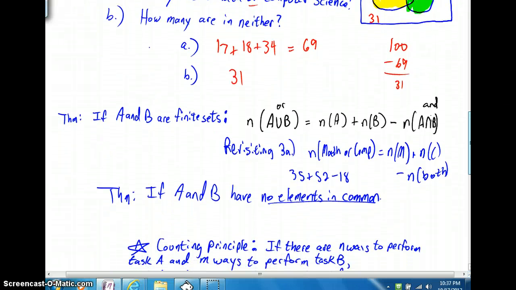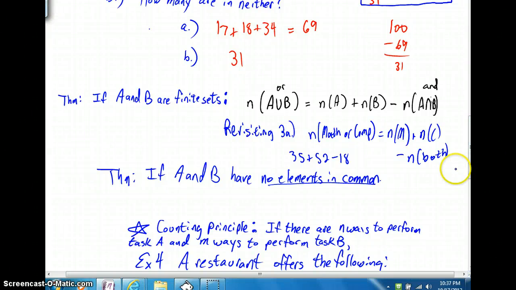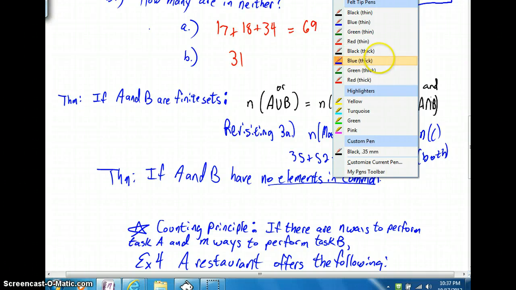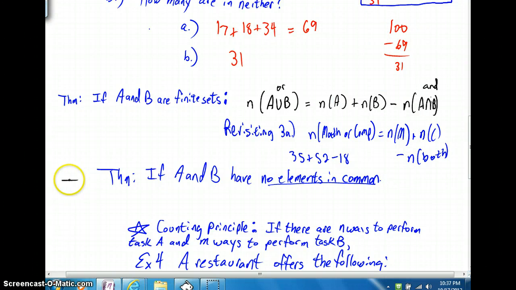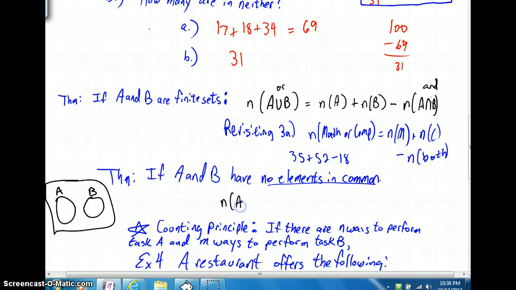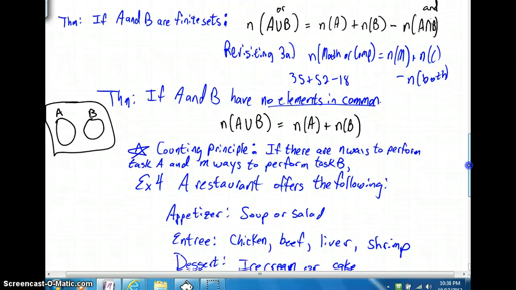Here's another issue we can deal with. What if A and B have no elements in common? In other words, there is no overlap whatsoever. If we drew the Venn diagram for A and B, A would be over here, B would be over here. No elements in common mean that there's no intersection. So what are we getting at? The number of A or B would just be the number of A plus the number in B. Obviously, the intersection itself is 0, and you could still use that formula.